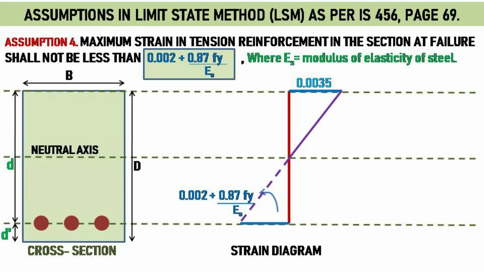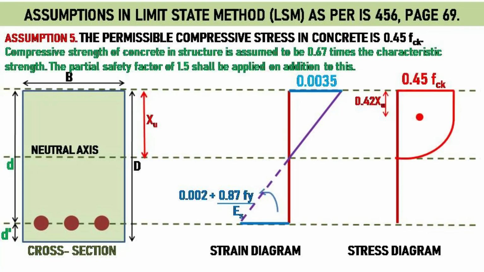Modulus of elasticity of steel is taken as 2 × 10⁵ newtons per millimeter square for all grades of steel. Slide 22. Assumption 5. The permissible compressive stress in concrete is 0.45 fck.